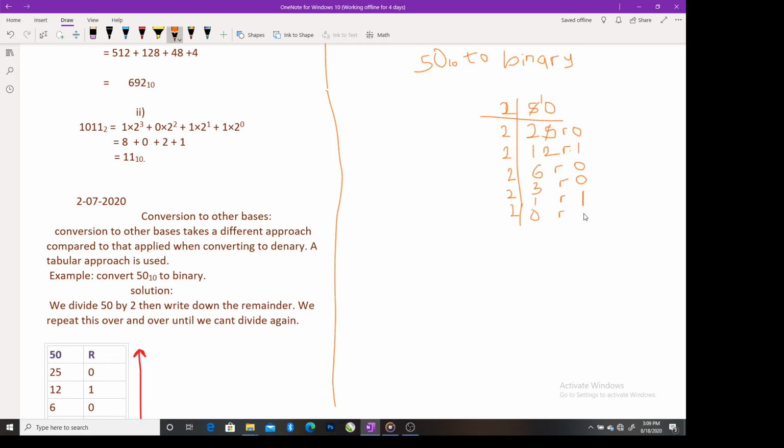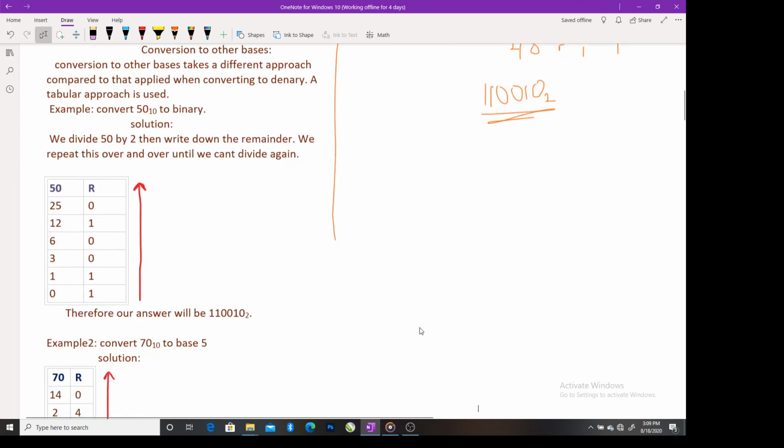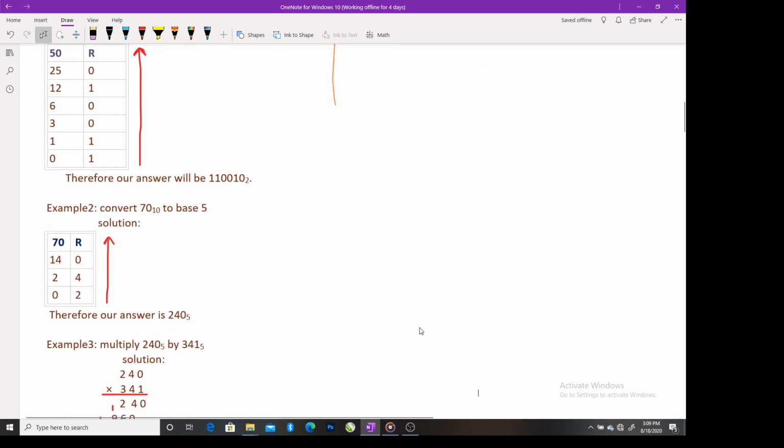Then you draw an arrow to show the direction of the values that you're going to be writing. You write from down up. You are writing your remainders. The remainders are the answers. So that will be 1, 1, 0, 0, 1, 0 in base 2. That forms your answer.